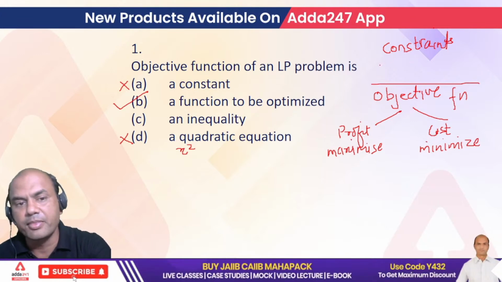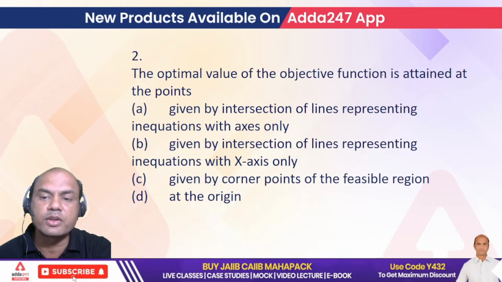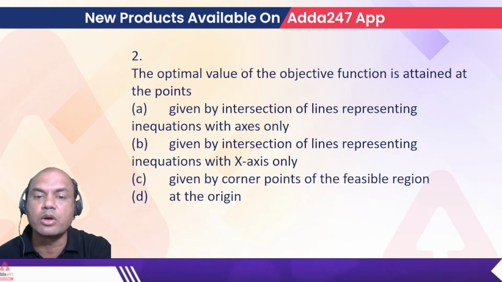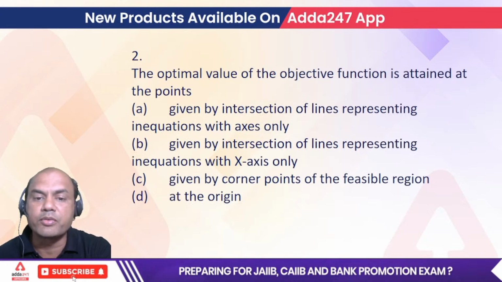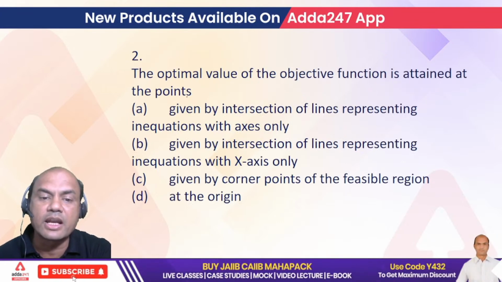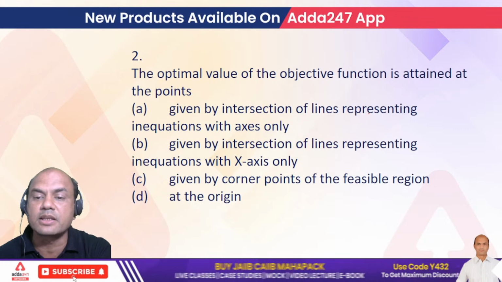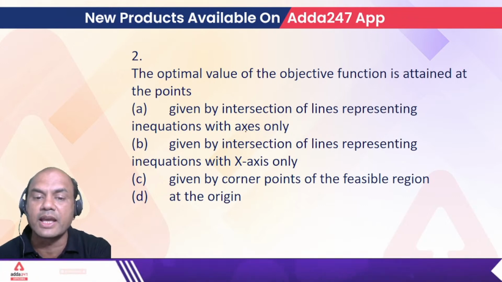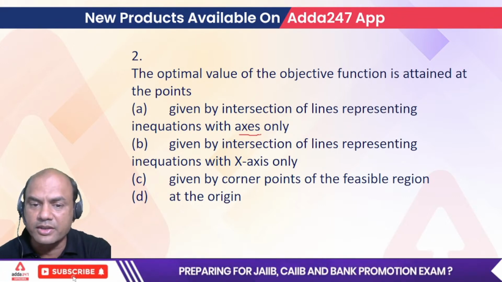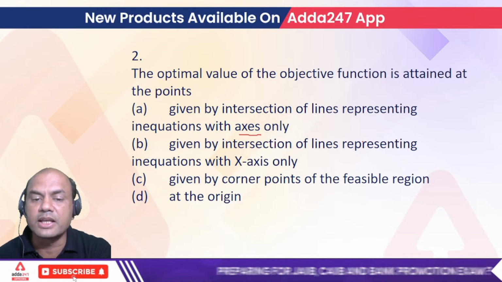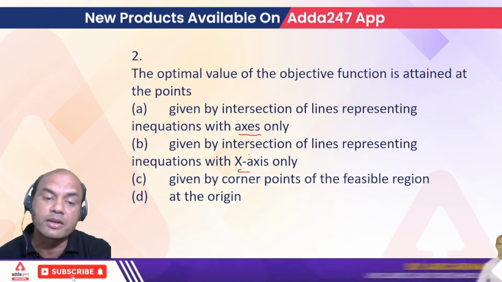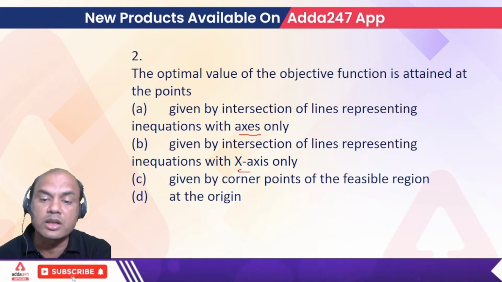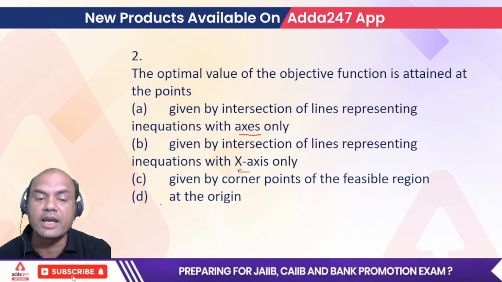Next, the optimal value of an objective function is attained at a point given by the intersection of the lines representing inequations with the axis only, with the x-axis only, or at the corner points of the feasible region, or at the origin.